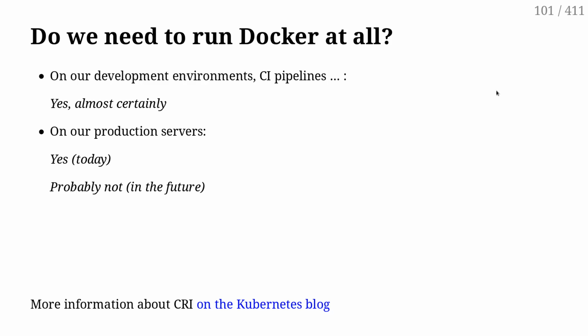As I was mentioning earlier, we won't use much, if any, Docker commands. We will only interact with the cluster using the kubectl command line. So if these clusters were using something else than Docker, it wouldn't make any difference for us.